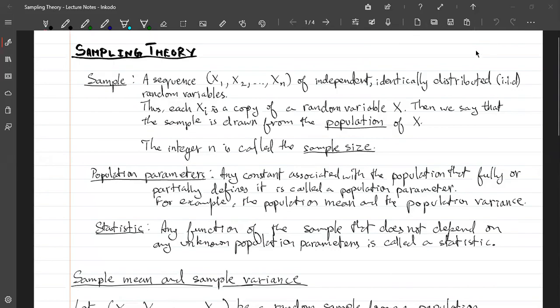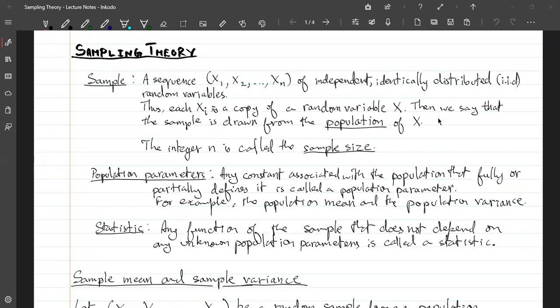So last time we defined the basic concepts of sampling theory. So we have what is called a population, that is just a distribution about which we don't have complete information. For example, if the population is a normal distribution, then in order to get the complete information about the distribution, we need to know its mean and variance, because the normal distribution is completely defined by its mean mu and variance sigma square.